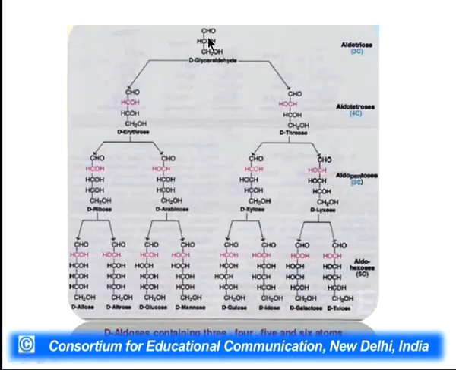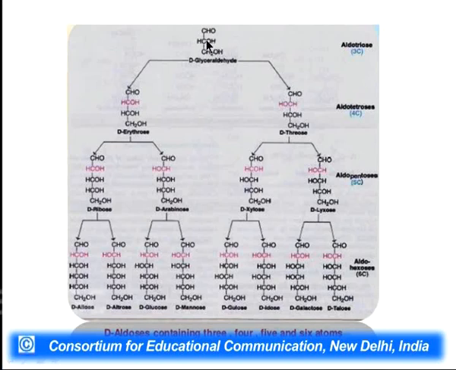So now let us make it simple. As I've already told you, please concentrate here: you have to remember the structure of glyceraldehyde, which has three carbons in it, that is CHO, CHOH and CH2OH.